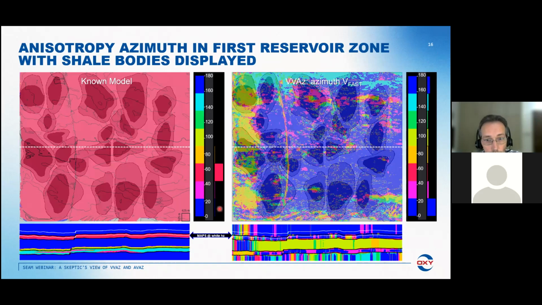Before I go to the anisotropic gradient, let's look at the azimuth of the fast velocity. So in the model, if you look at a map right in this first zone in the middle, it's constant. I think it was 55 or 60. Don't remember exactly. But when I look at the azimuth of Vvaz, it's all over the place. And then the median is not even close to what it should be. So this seems to be a rather unstable property.